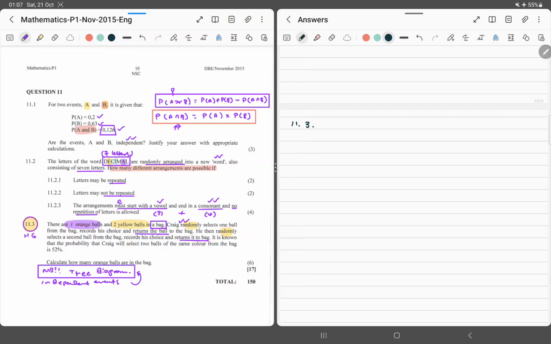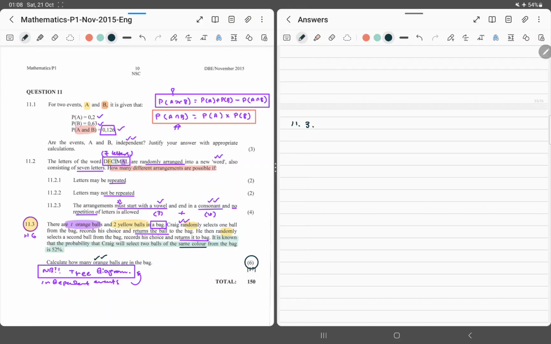Now we're told that the probability that Craig selects 2 balls of the same color, the keyword is the same color, is 52%. So it says now calculate how many orange balls are in the bag. Now they're asking you a very smart question.